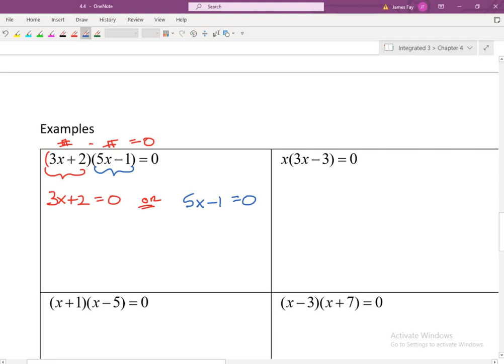And once we have that, then we solve those two small equations. I said one-step equation. It could be two steps. You're not going to get anything more than two steps. So what am I going to do here in the red one first? Okay, so we get 3x equals negative 2. Then x will be negative 2/3, right? What do I do here in the blue one? Add 1 to both sides. And then I'll divide both sides by 5. And give me x to be 1/5.